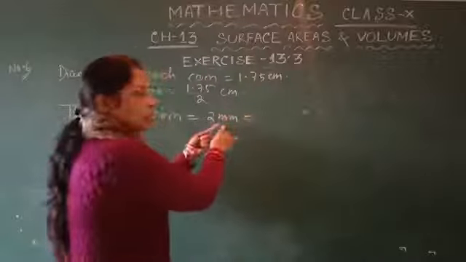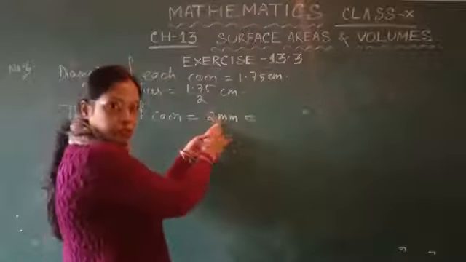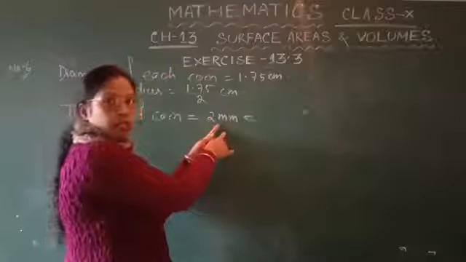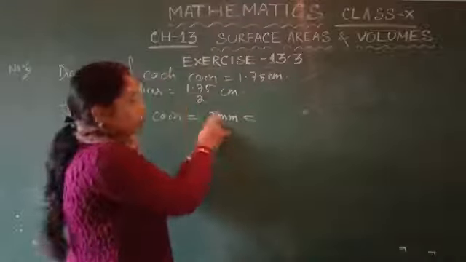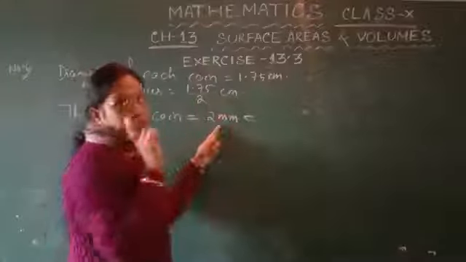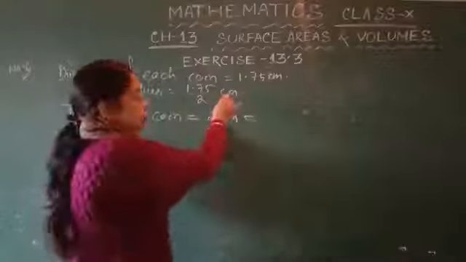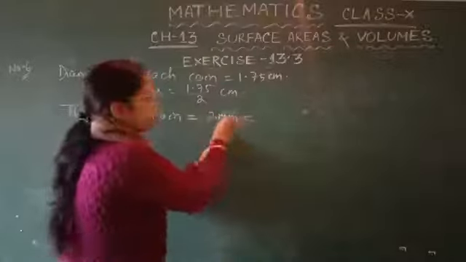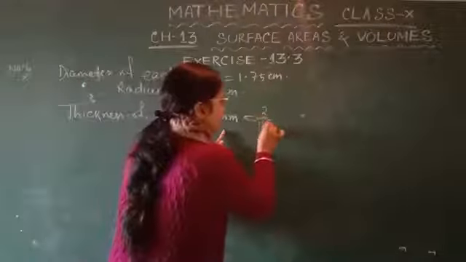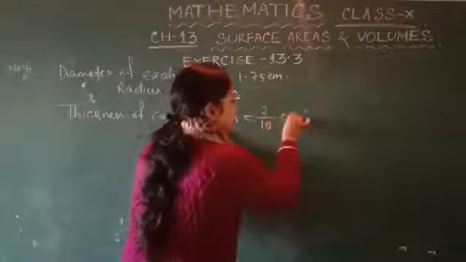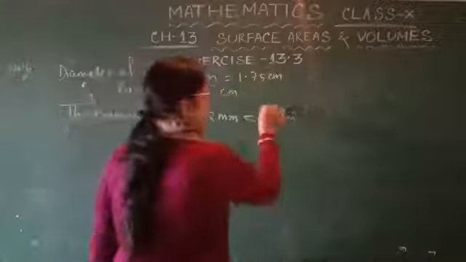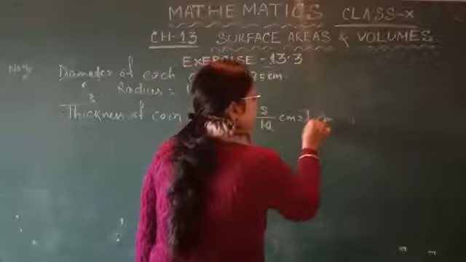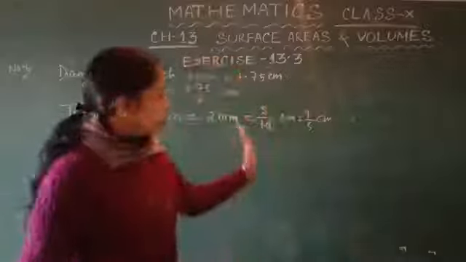That means first you convert it to centimeter, because both are different units. Always make all the units the same. Okay, so if here it is centimeter, you convert 2 mm into centimeter. So then it will be 2 upon 10 centimeter, that is equal to 1 upon 5 centimeter. Okay, this is the thickness.